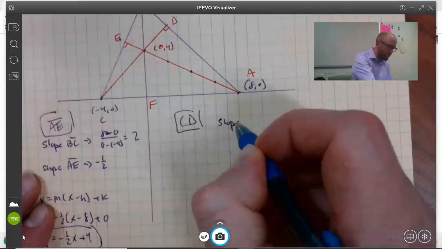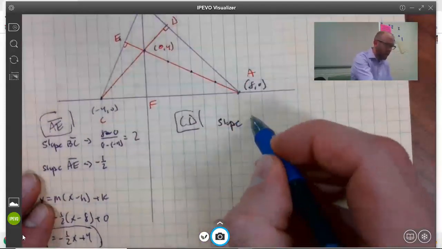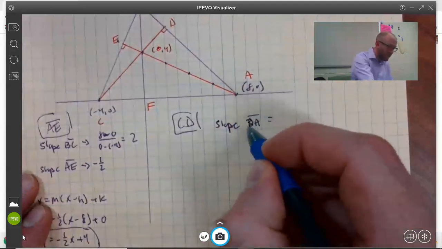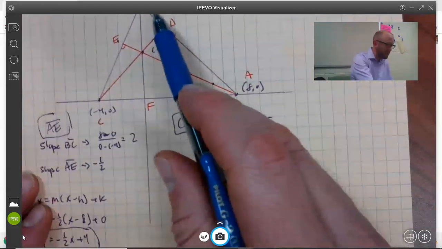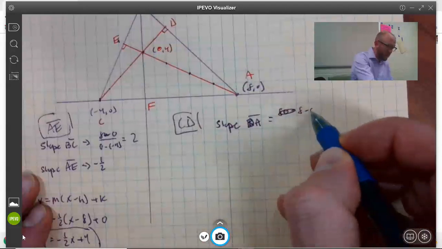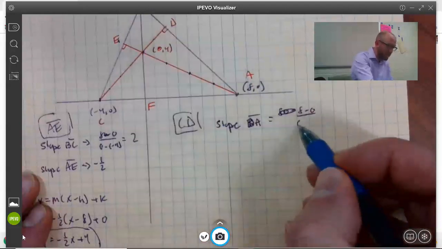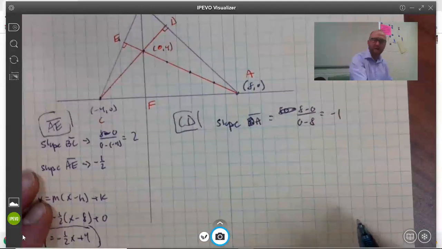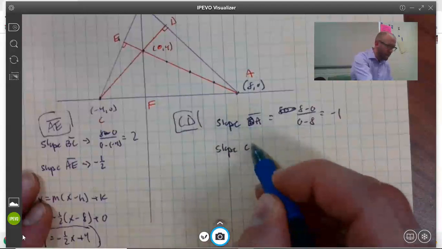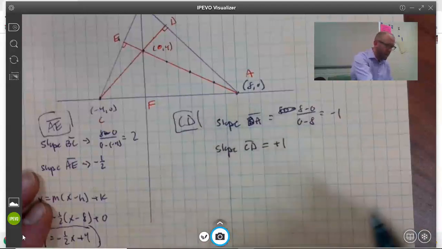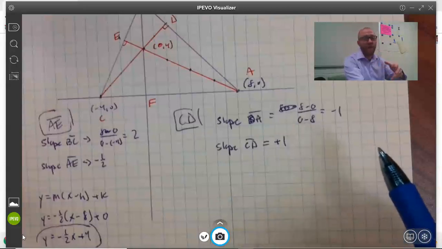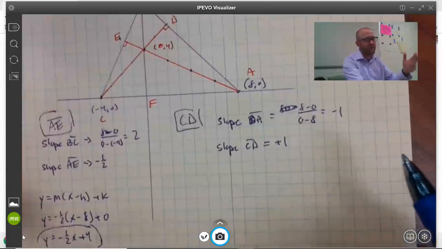Now let's do our equation for CD. So first, we've got slope of BA, which is, let's see, 8 minus 0. Oh, I keep writing that. 8 minus 0 over 0 minus 8, which is negative 1. So the slope of CD should be a positive 1. You can think of this as negative 1 over 1, flip it upside down, you still have negative 1 over 1, and change the sign, you get a positive 1 over 1.